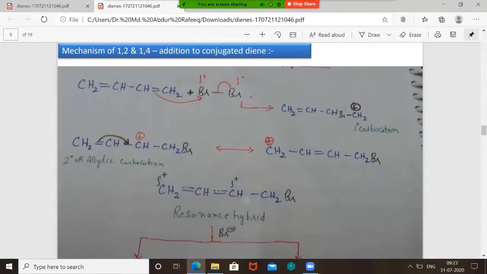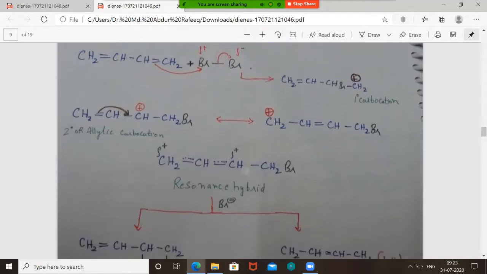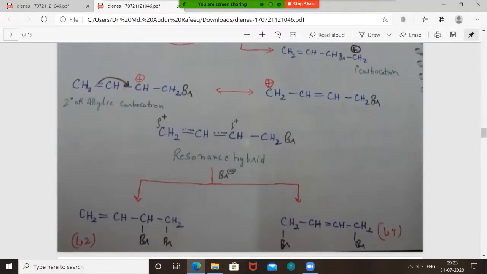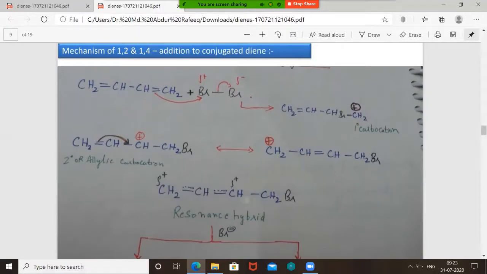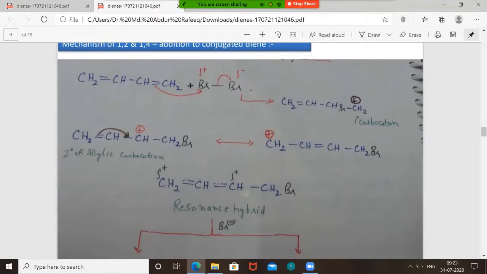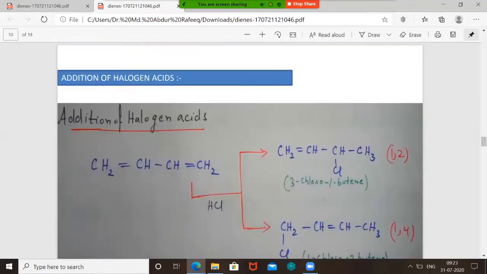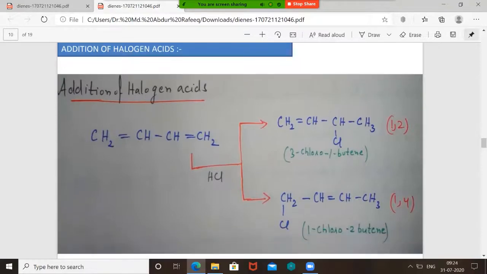We are seeing the mechanism. First we will see the mechanism of 1, 2 addition. Here you see this bond breaks, and here we are getting a positive charge and bromine is attached here. Next, bromine attacks here. Charge polarization takes place. This is 1, 2 addition. Or if the second bromine attacks the first carbon, it is called 1, 4 addition. So in one chart, I wanted to show you 1, 2 addition and 1, 4 addition.